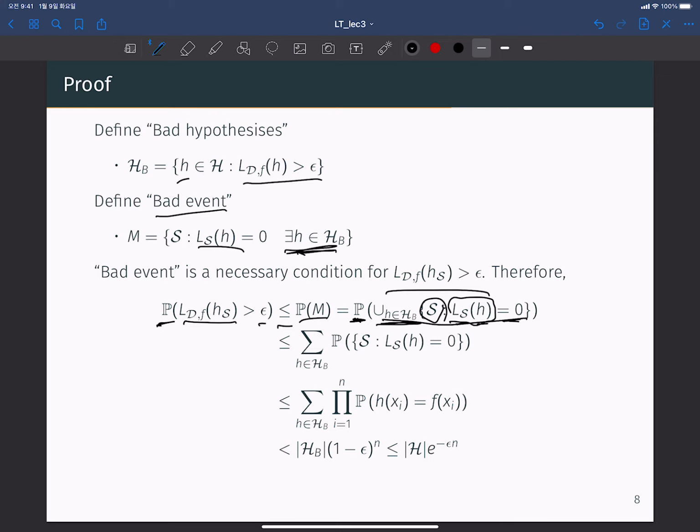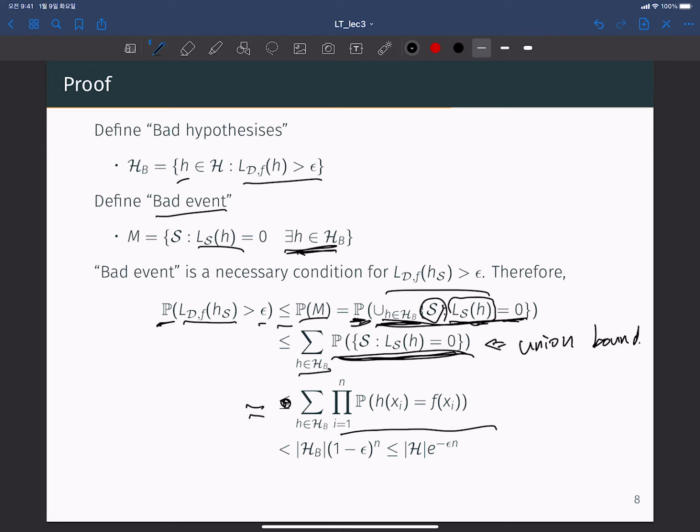And from the union bound, so here we use the union bound, we can simply upper bound the probability of the union by the sum of each individual probability. And this individual probability simply is equal to the product of probabilities, because we are considering an IID random sampling process.